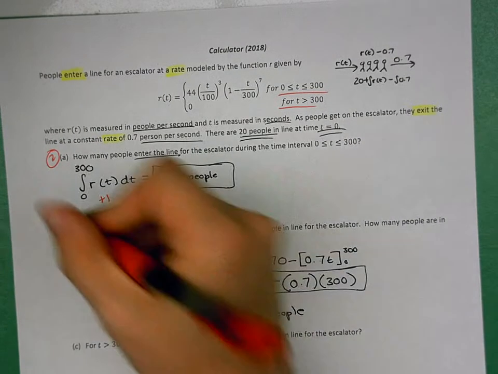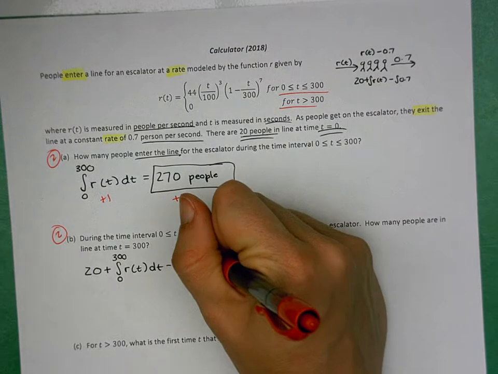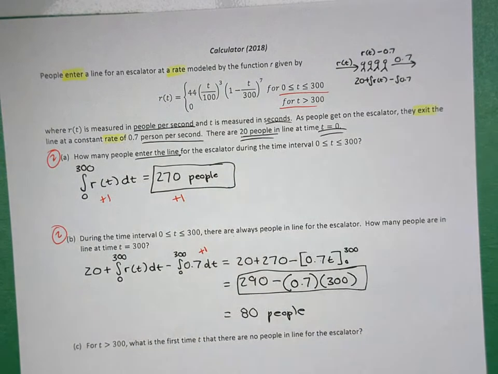This one was worth 2 points. 1 point was for considering that there was a rate that was being removed from the line, considering that there was a minus 0.7. So again, that supports that idea.